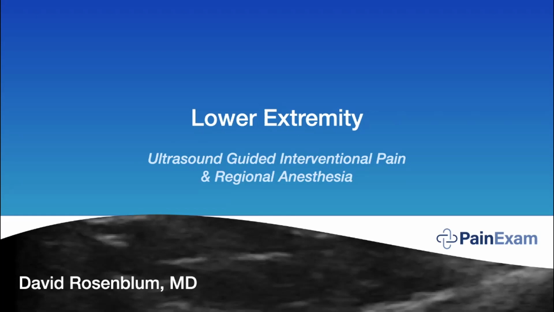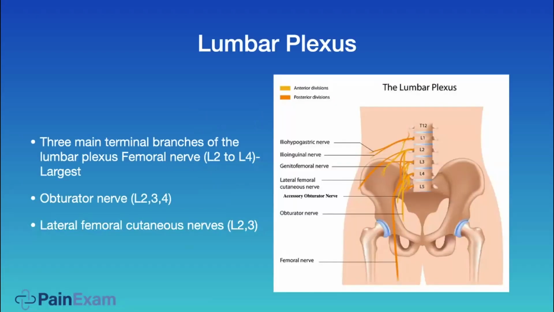Okay, so moving on to the lower extremity, and here we have the lumbar plexus, the 3 main terminal branches of the lumbar plexus: the femoral nerve, obturator nerve, the lateral femoral cutaneous nerve. Out of all of them, the femoral nerve is the largest. Its origin is from L2 to L4. The obturator nerve is L2, 3, and 4, and the lateral femoral cutaneous nerve is L2 and 3.